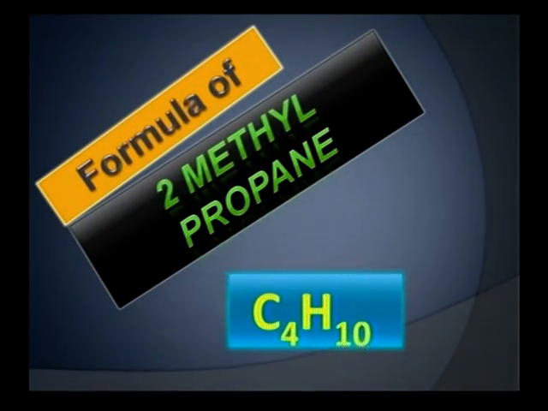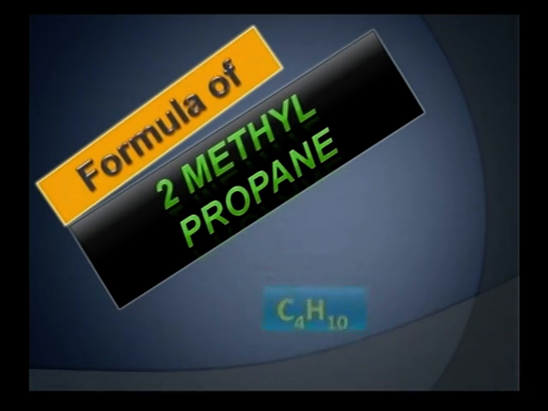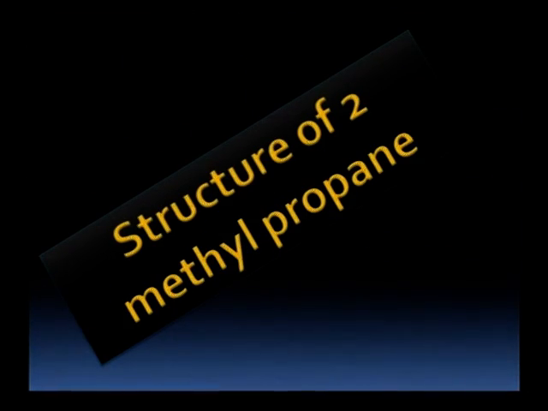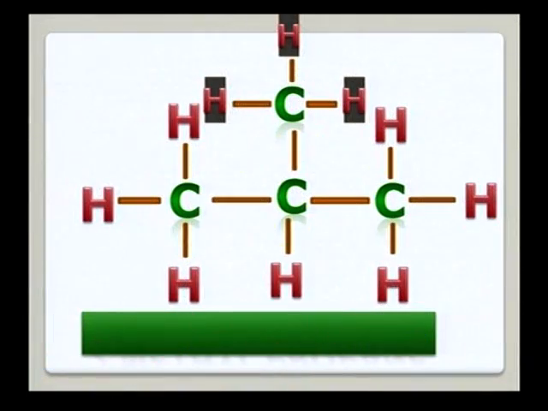The formula of 2-methyl propane is C4H10. The molecular formula is still the same, but the structure is different. How? Let me see here. The structure of 2-methyl propane: how many carbons are there? 4 carbons. How many hydrogens are there? 10. Exactly correct. So here, 4 carbons, 10 hydrogens.